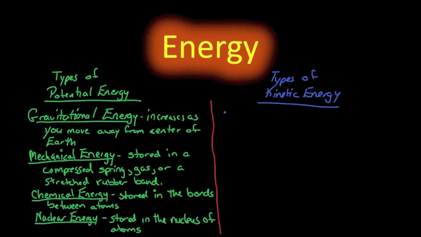Let's look at the different types of kinetic energy. Now, we said a moving object has kinetic energy. For instance, when you twisted up that rubber band, you were converting mechanical energy of your muscles and bones into the potential energy of the stretched out rubber band.